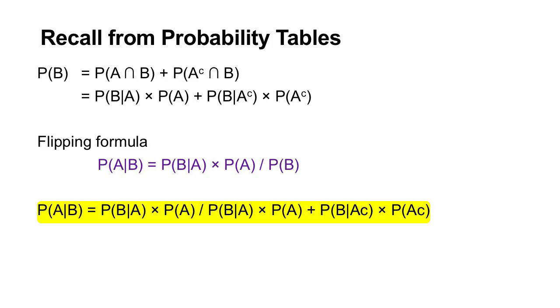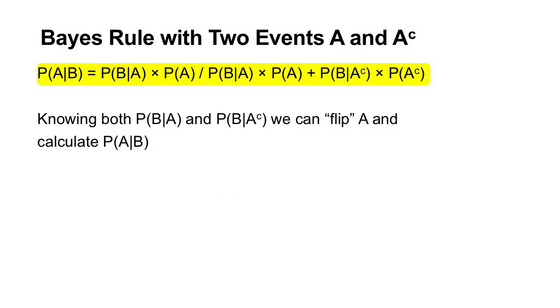In our case, we just had good and bad, or in general language, A and A complement. What this Bayes rule says is that, knowing the conditional probability of B given A and B given the complement of A, we can flip around the conditionals and calculate the probability of A given B, and we could also calculate the probability of the complement of A given B. There's nothing special about our example, good and bad, or A and A complement.